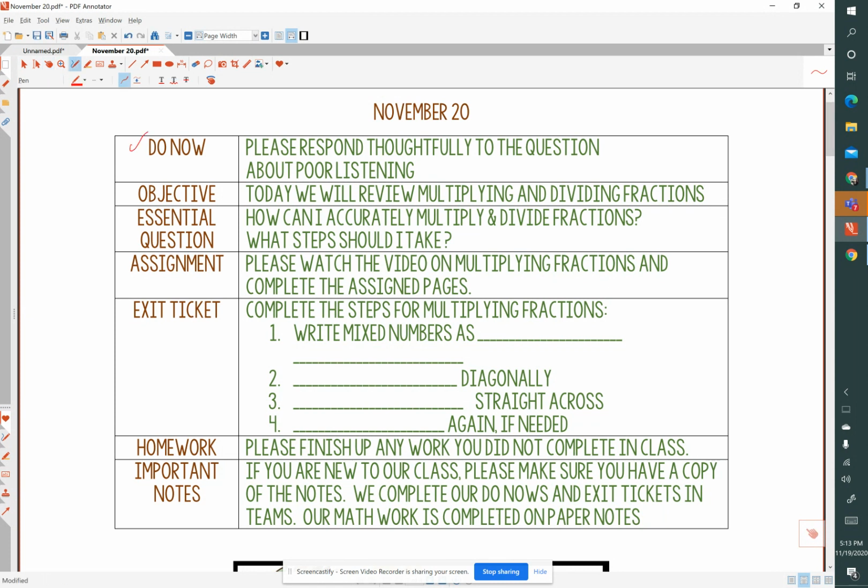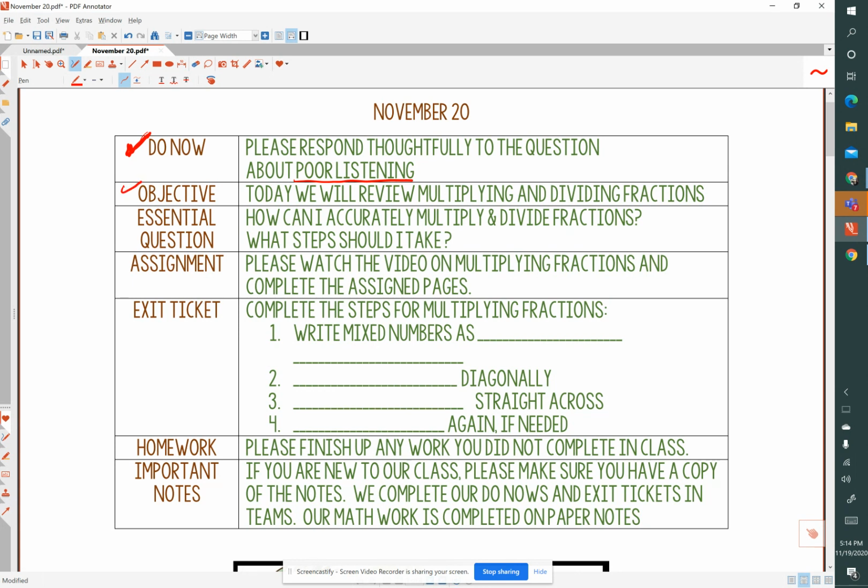Our do now, the first thing we will do, is respond to a question. Now, this seems a little unusual, about poor listening, but here's what I'm thinking, students. Lots of times in math, I have you do error analysis where we look at a problem that's been done incorrectly and we try to identify what was done incorrectly. And maybe that works for things other than math. Maybe that works for things like listening skills. So we're going to think about what is a poor listener, a bad listener. That's not what we want to be. We just want to recognize it so we do things better than that.